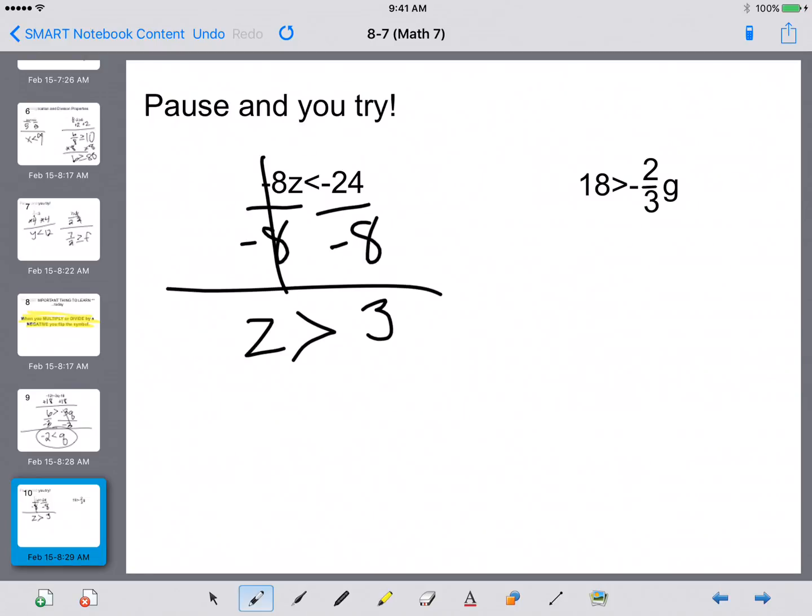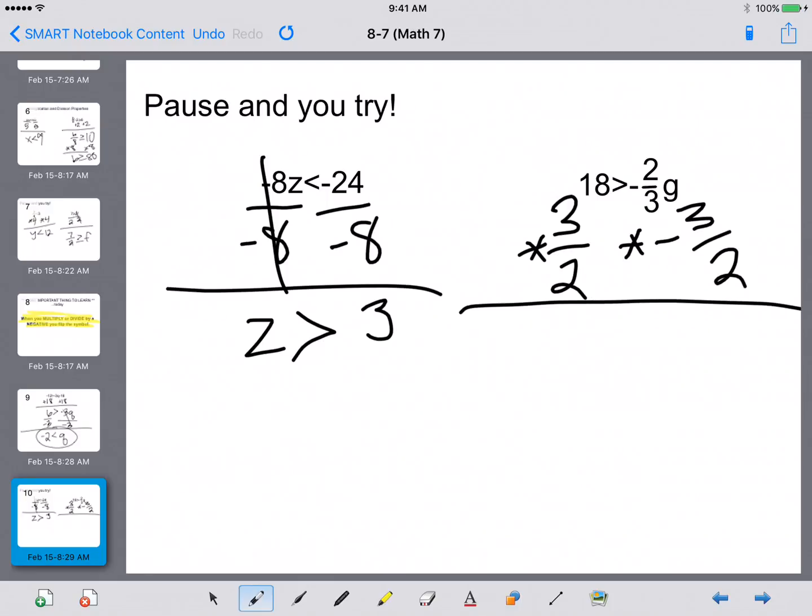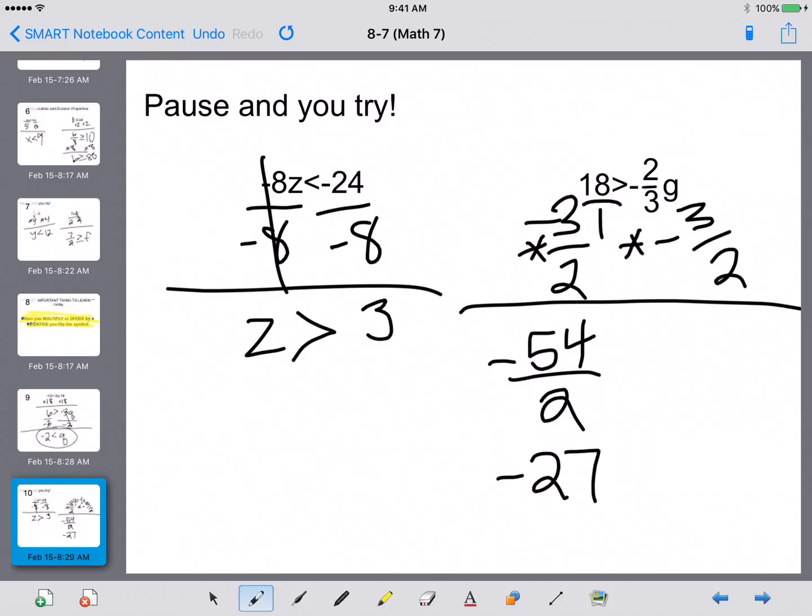Here, our coefficient is a fraction, so we're going to multiply by the reciprocal. 18 can be written as 18 over 1. Remember that we have negative numbers, so first thing I'm going to do is go a negative times a positive is a negative. Now 18 times 3 gets us 54 over 2, which you can break down into negative 27.